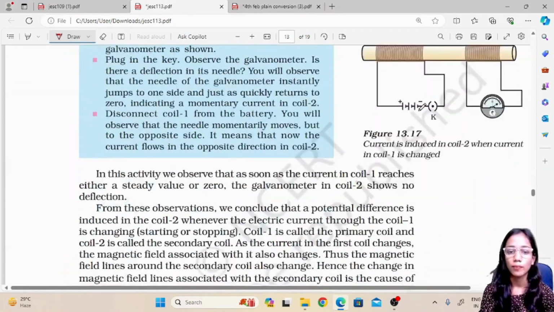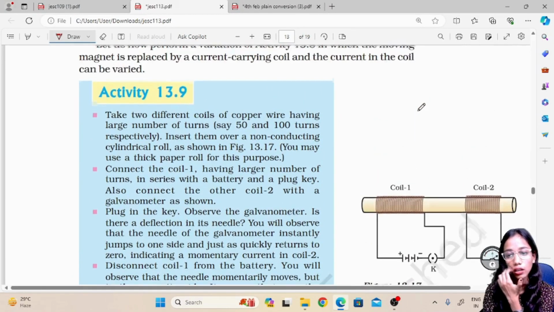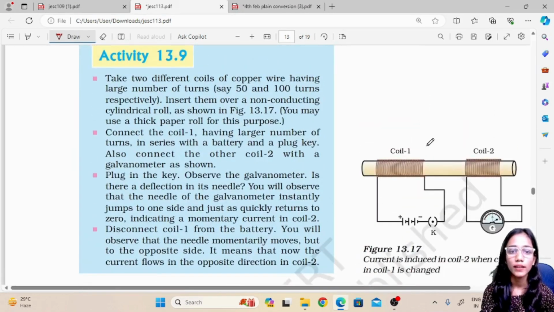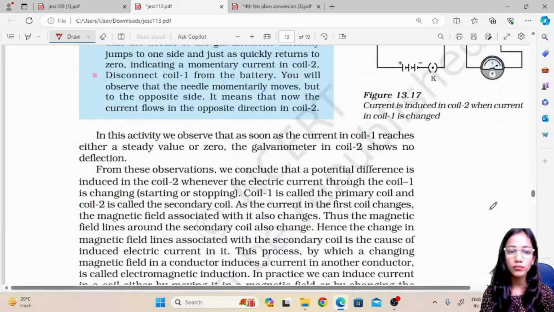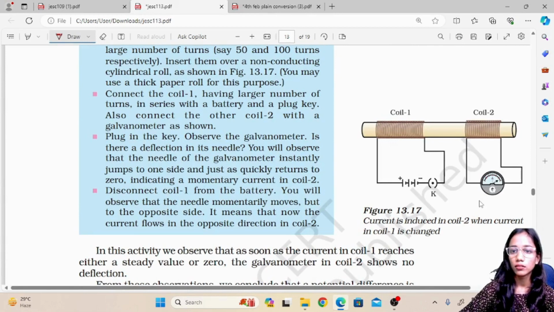Now we will do another experiment wherein there is a coil. There is coil 1 having a large number of turns, connected to a circuit with a battery and a key. And there is coil 2 with a galvanometer. Coil 1 is called the primary coil and coil 2 is called the secondary coil.